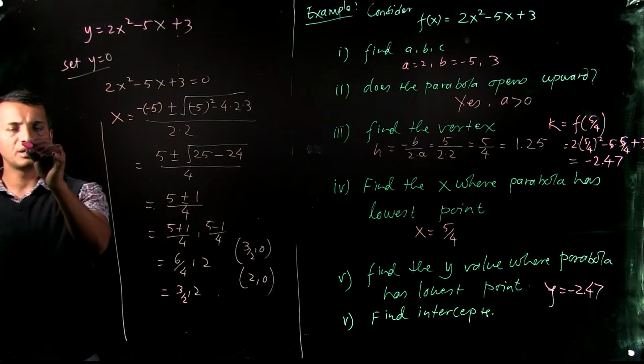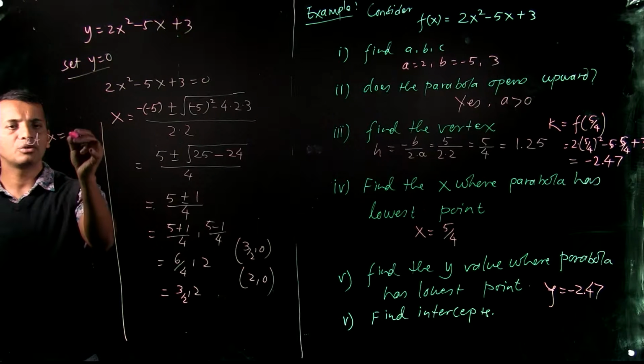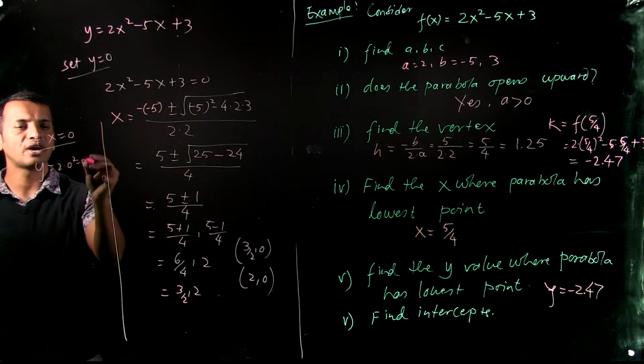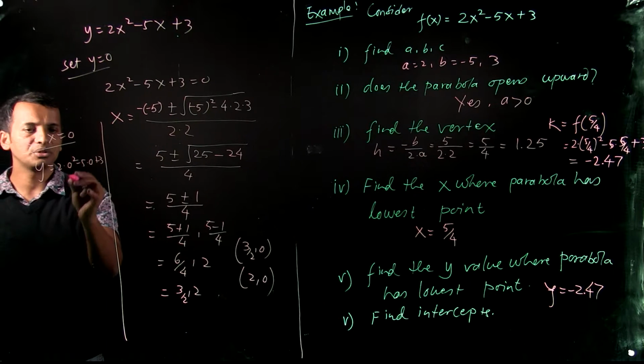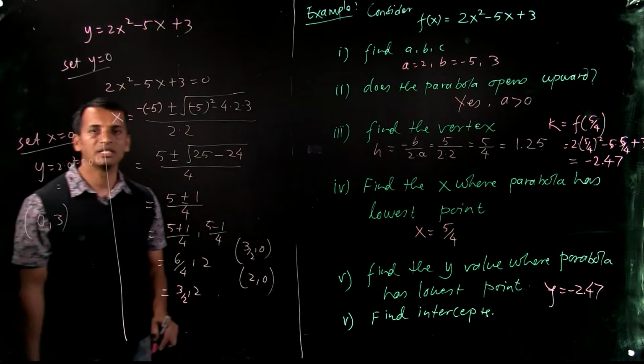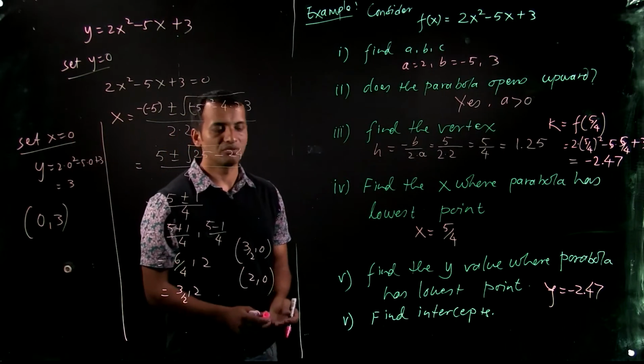For the y-intercept, set x equals 0, right? So what do you get? y equals 2 times 0 squared minus 5 times 0 plus 3. It will be just 3. So the y-intercept is 0, 3. This is how we find the x-intercepts and y-intercept for this problem.